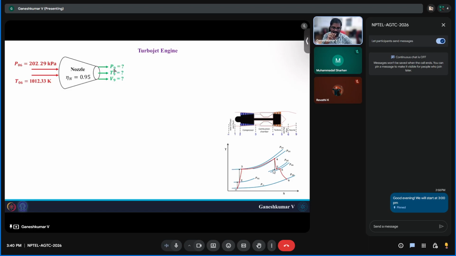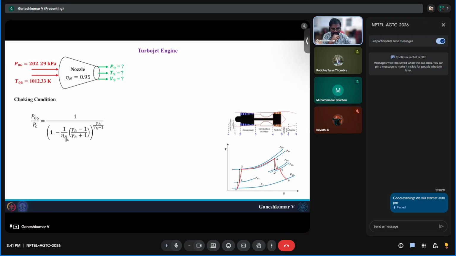So before we find P9, T9 or V9, we need to know whether the nozzle is choked or not. To understand that, we typically use the critical pressure ratio. So that's the choking condition that we will find out. First is the critical pressure, so P06 by P critical is going to follow this relation, and the nozzle efficiency is 0.95. So you substitute these numbers, you will end up having the pressure ratio to be 1.896. So you can find the critical pressure using this. It is going to be 106.69 kilopascal.